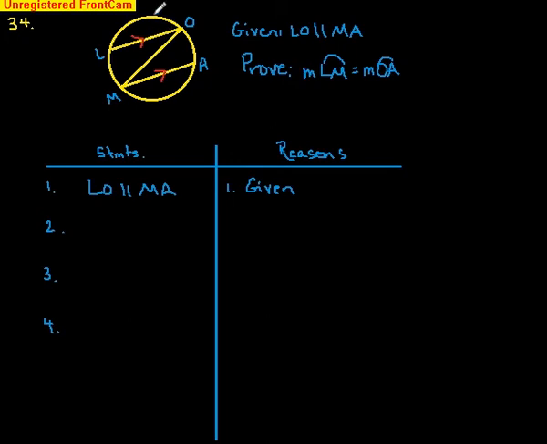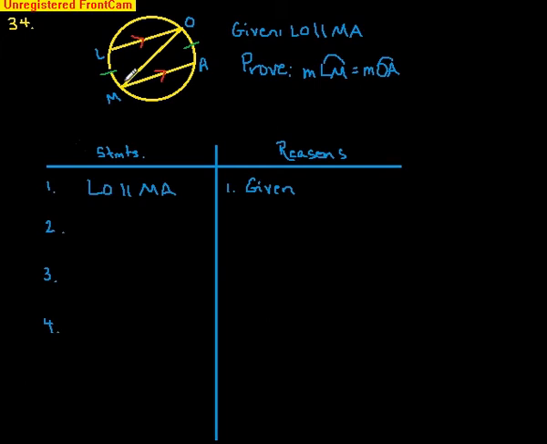Okay, this one you have a circle, and we're given that LO is parallel to MA, and we're to prove that, I'll just mark what we're trying to prove in green, the measure of arc LM is equal to arc OA. So let's see if we can do that here. It looks like we're going to do this in 4 steps.